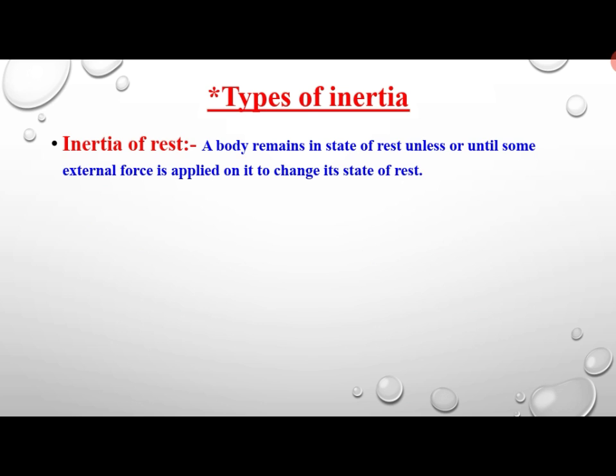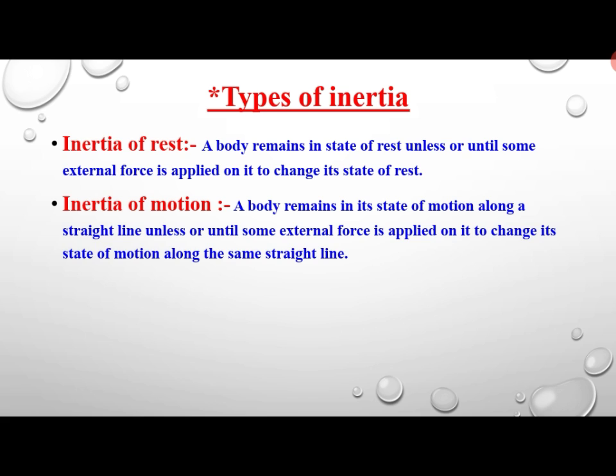First is inertia of rest. According to inertia of rest, a body remains in a state of rest unless or until some external force is applied on it to change its state of rest. So in order to put the object in motion, we need to apply force. Next is inertia of motion. An object will remain in a state of motion unless or until some external force is applied on that object.